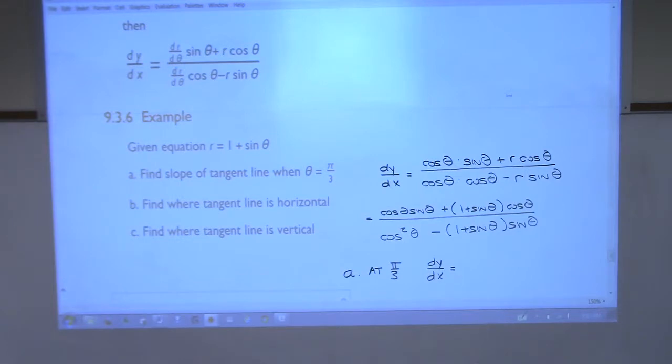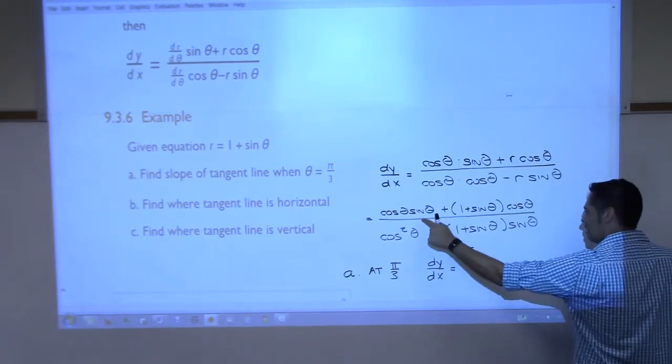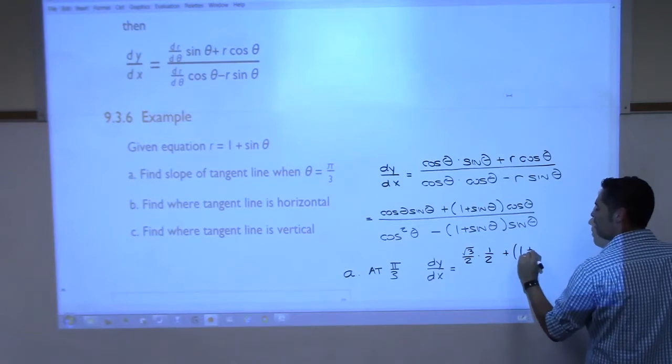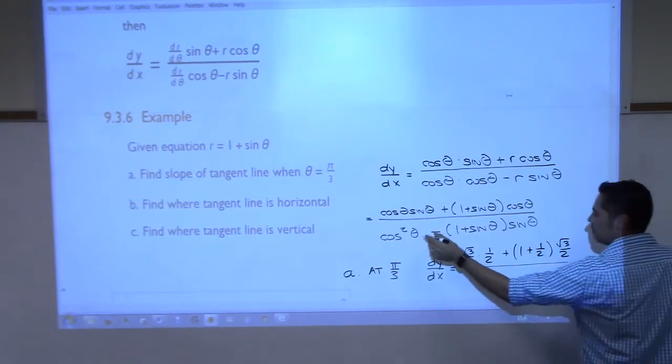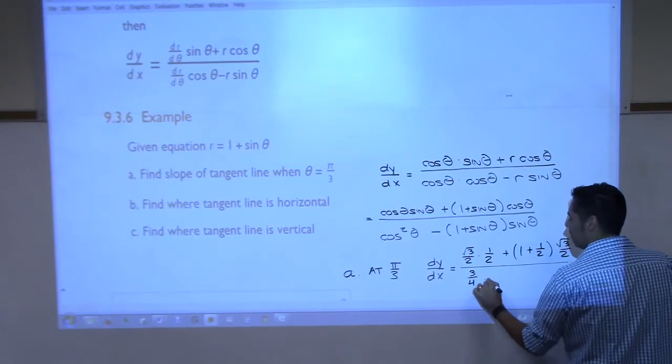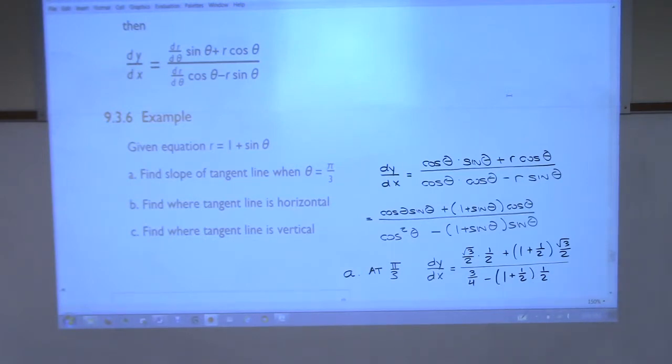Look, we can do a lot of things here. Let's plug in pi over 3 into this. Cosine of pi over 3 is what? Root 3 over 2. Times 1/2 plus 1 plus 1/2 root 3 over 2, so 3/4 minus 1 plus 1/2 and then 1/2. And that's just a number, right? So we could get that answer. I don't want to do the math. You get the idea. That's how you apply the formula. Now, let's get to part B, because part B is more interesting.